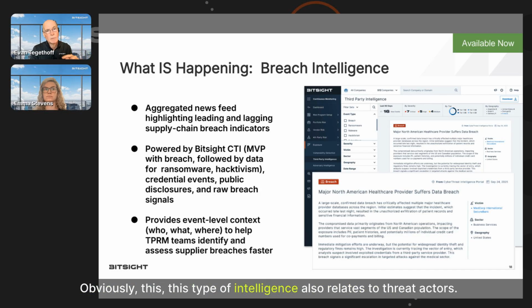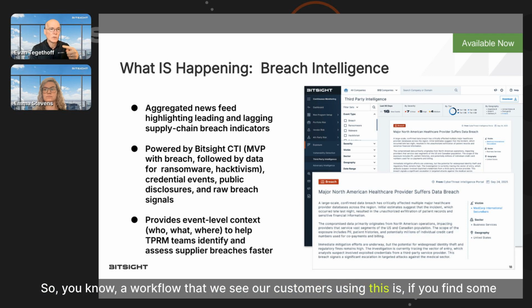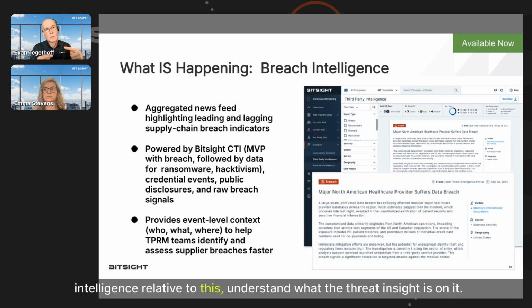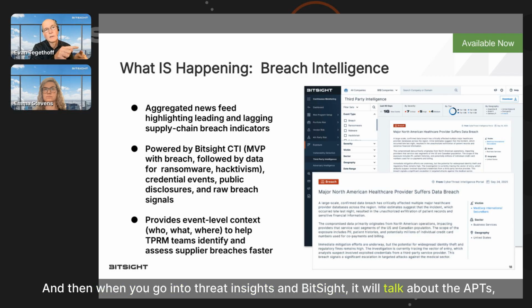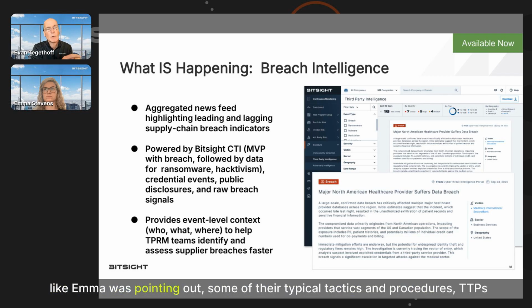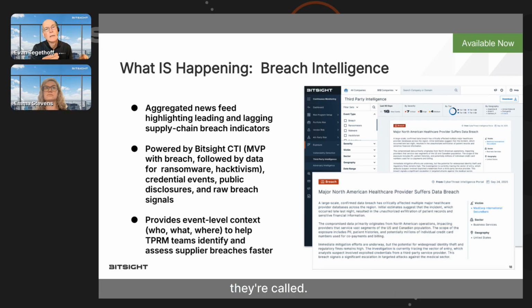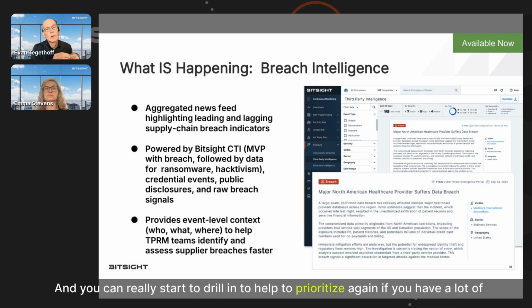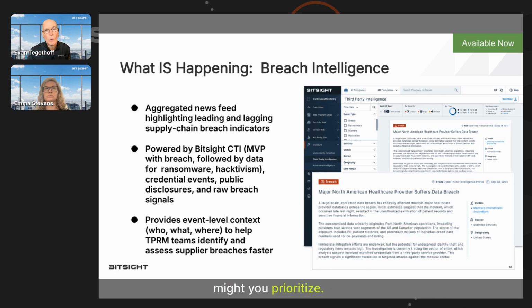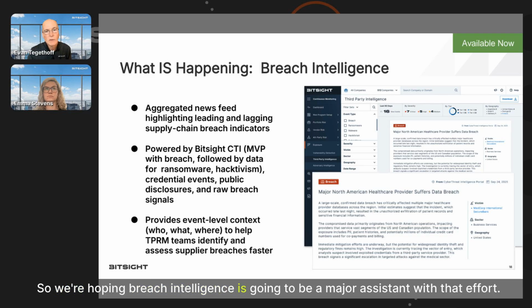Obviously, this type of intelligence also relates to threat actors. So, a workflow that we see our customers using is, if you find some intelligence relative to this, understand what the threat insight is on it. And then when you go into threat insights in Bitsight, it will talk about the APTs, like Emma was pointing out, some of their typical tactics and procedures, TTPs they're called. And you can really start to drill in to help prioritize again, if you have a lot of findings across this vast supply chain, which of the ones are most critical, and what might you prioritize. So we're hoping breach intelligence is going to be a major assistant with that effort.